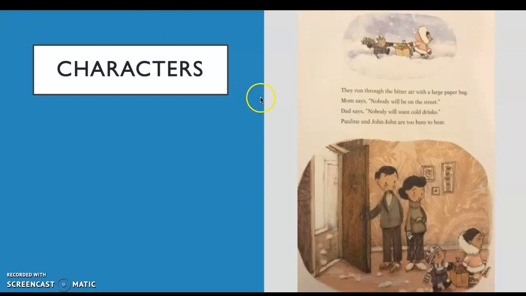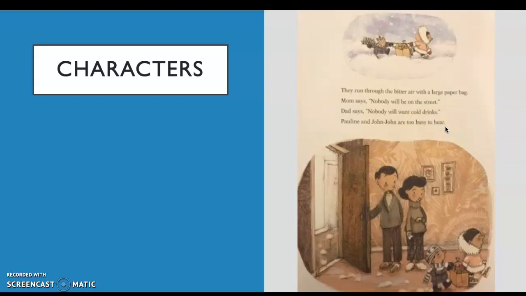They run through the bitter air with a large paper bag. Mom says, nobody will be on the street. Dad says, nobody will want cold drinks. Pauline and John are too busy to hear.